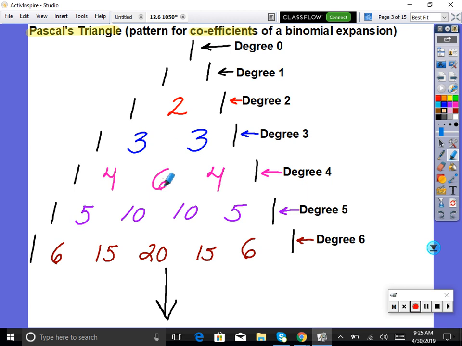3 plus 3 is 6. 3 plus 1 is 4. 1s on the diagonal. 1 plus 4 is 5. 4 plus 6 is 10. 6 plus 4 is 10. 4 plus 1 is 5. Everybody good with that? So that is how we can create it.